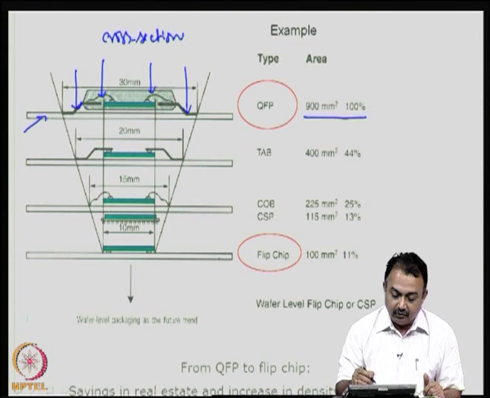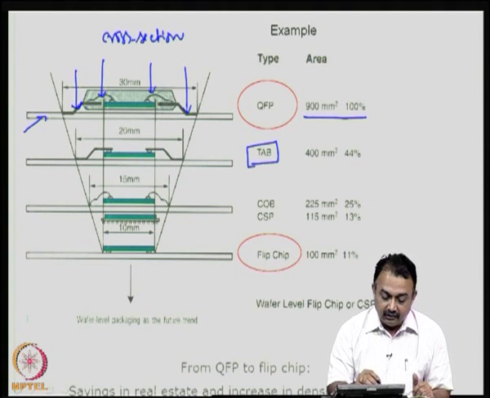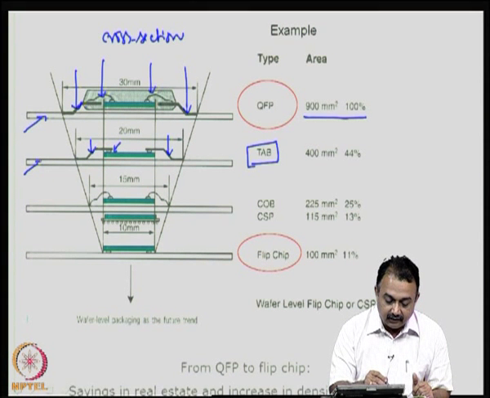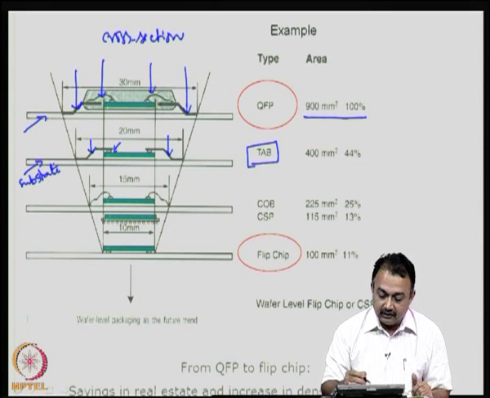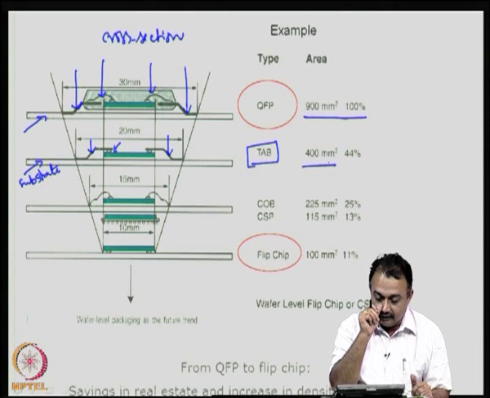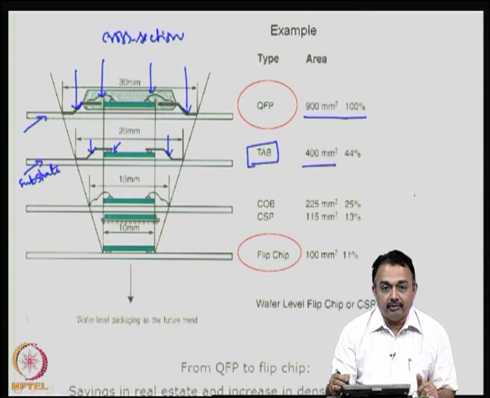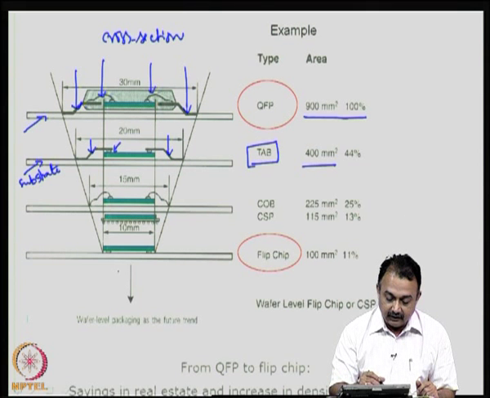Now, if you move from quad flat pack to a package type known as tape automated bonding, here you can see that the package volume has reduced, the height has reduced. Here again you can see the first level interconnect here, and this is the bond pad at the die level, and this is the substrate. So, you can see that the area is reduced to 400 mm squared. So, 44% from 100%, if that is the standard.